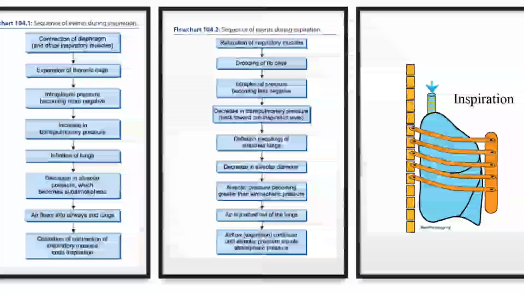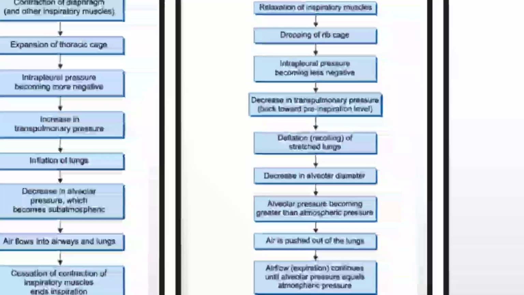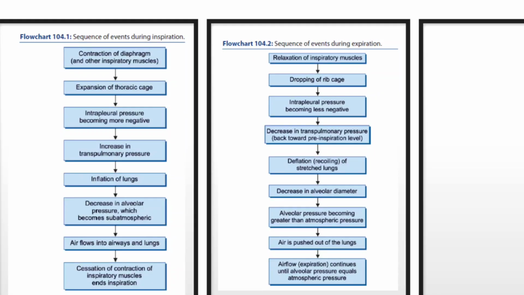Now come to the mechanics of inspiration. Here you can see how it is happening. Step number 1 is the contraction of the diaphragm and the external intercostal muscles. What will happen? All these diameters, the vertical diameter, transverse diameter and anteroposterior diameter, will be increased. So the diameter of the thoracic cage is increased. The parietal pleura, along with the thoracic cage, is moving outward, whereas the visceral pleura, with the lung's elastic recoiling, is moving inward.